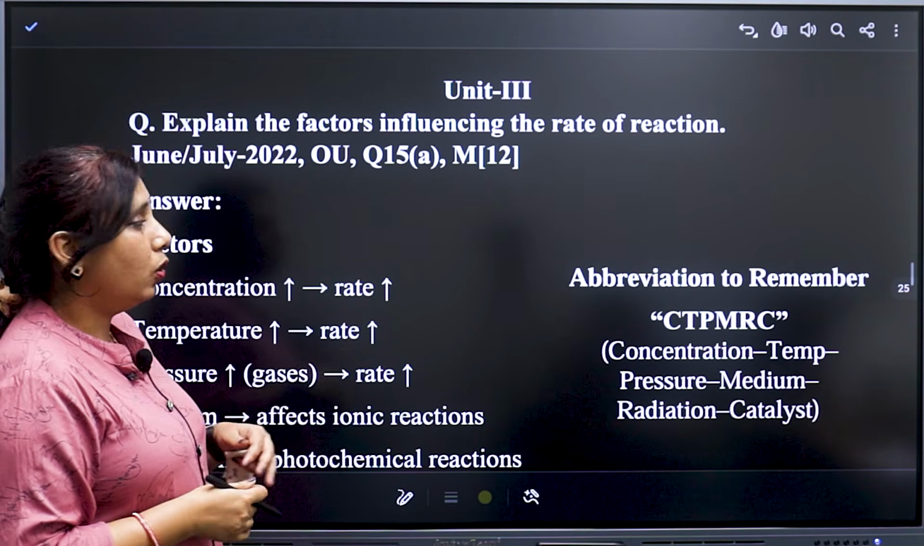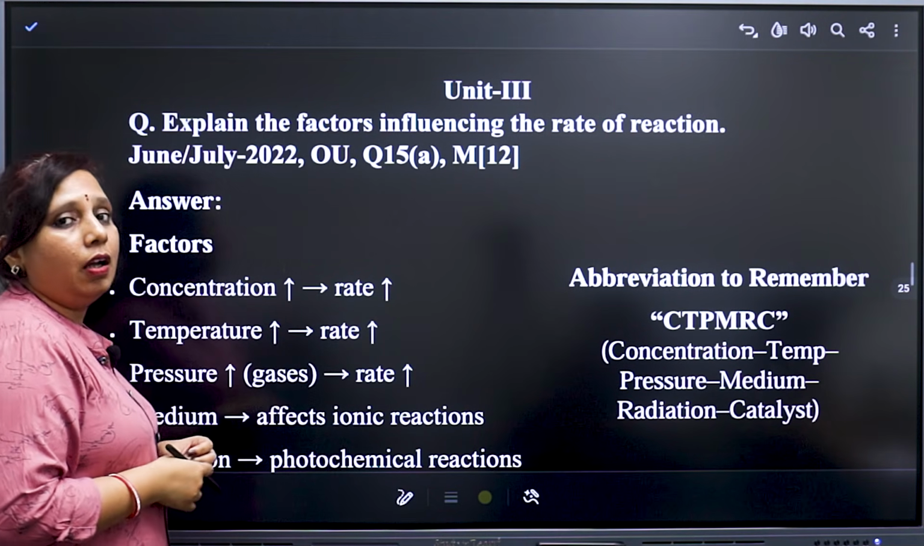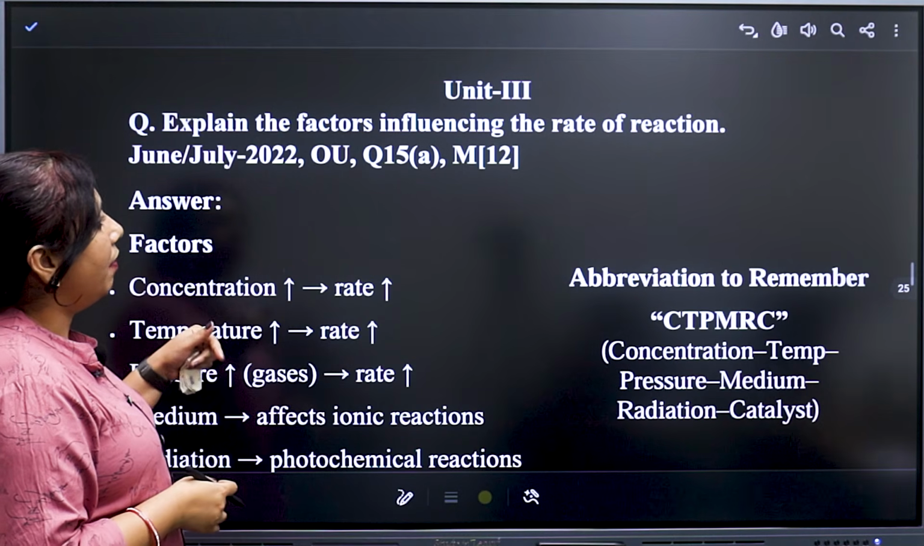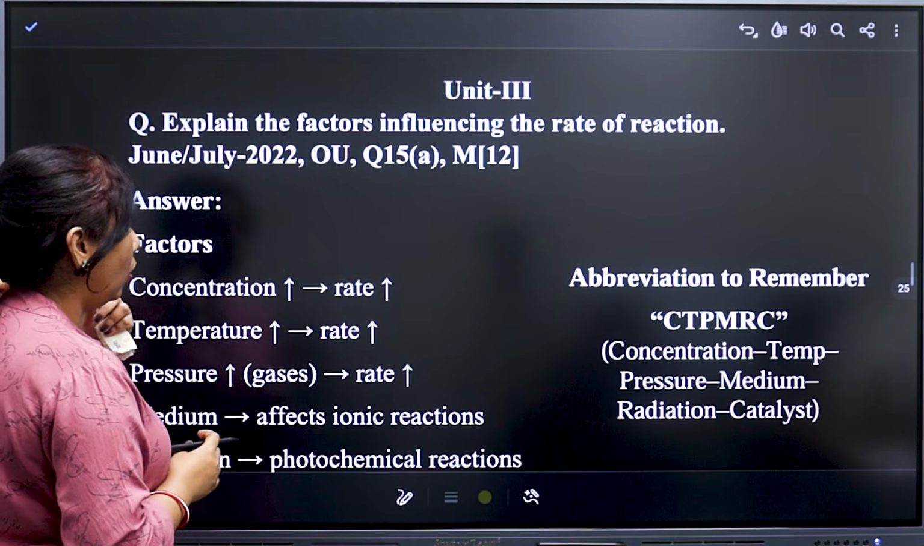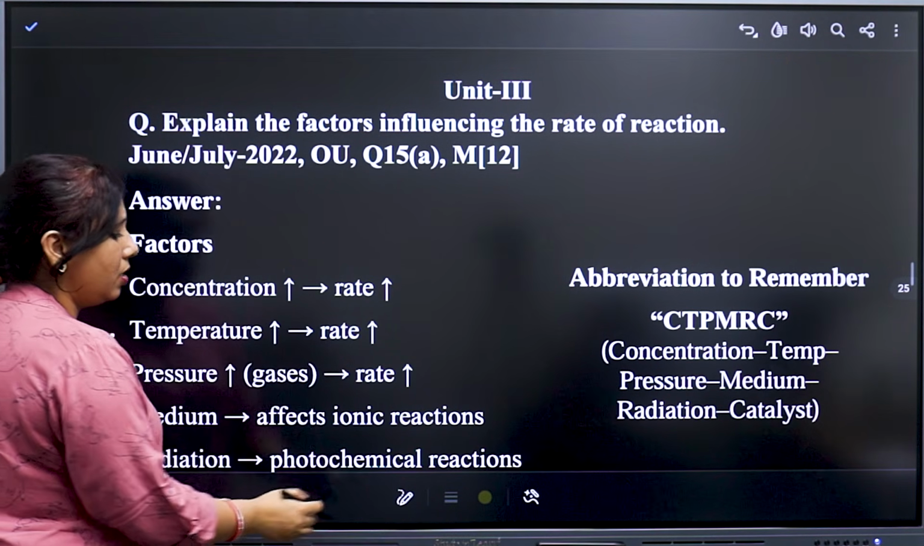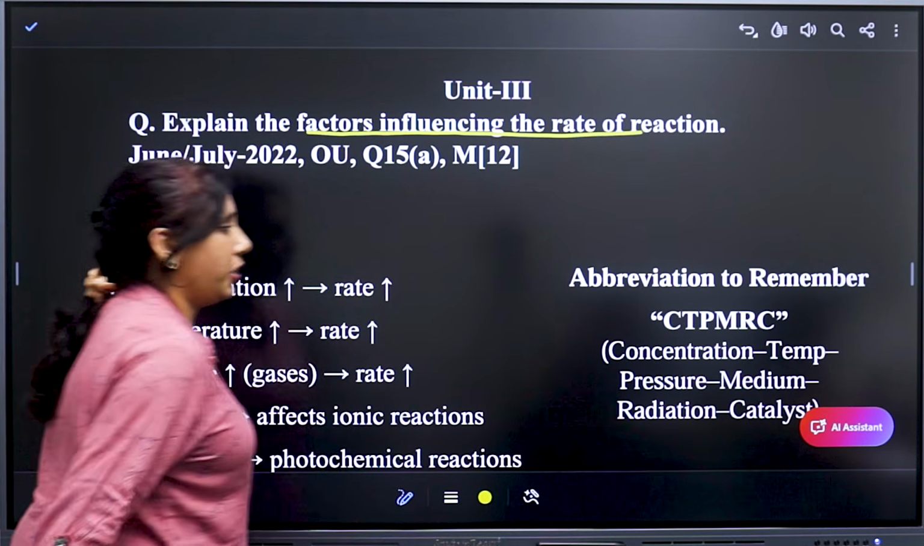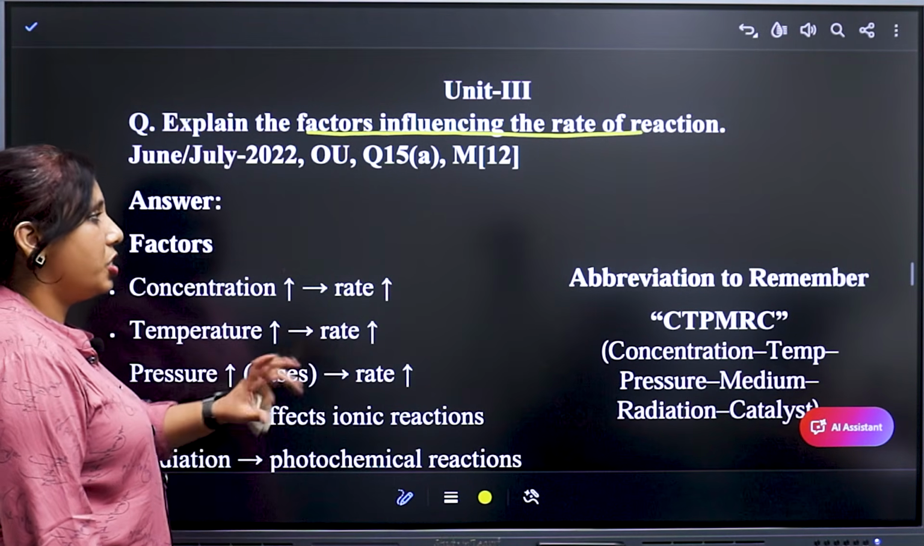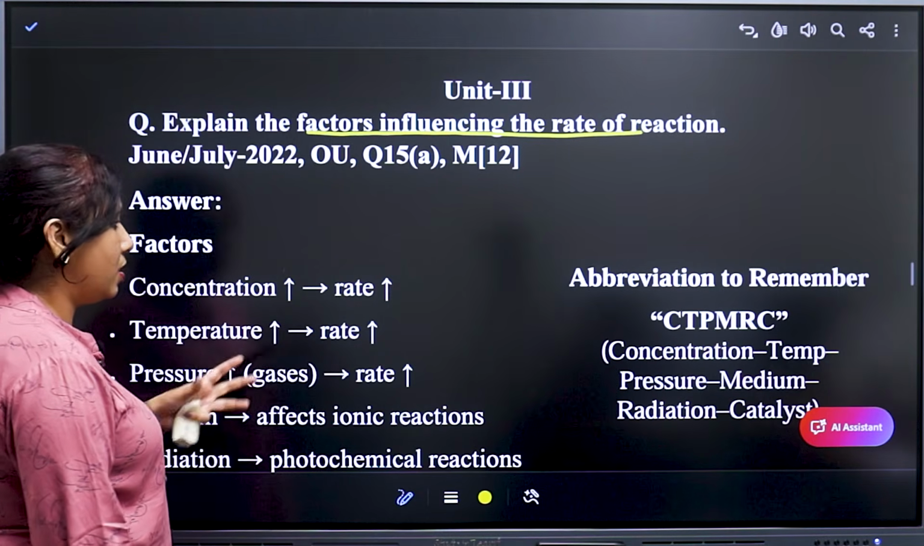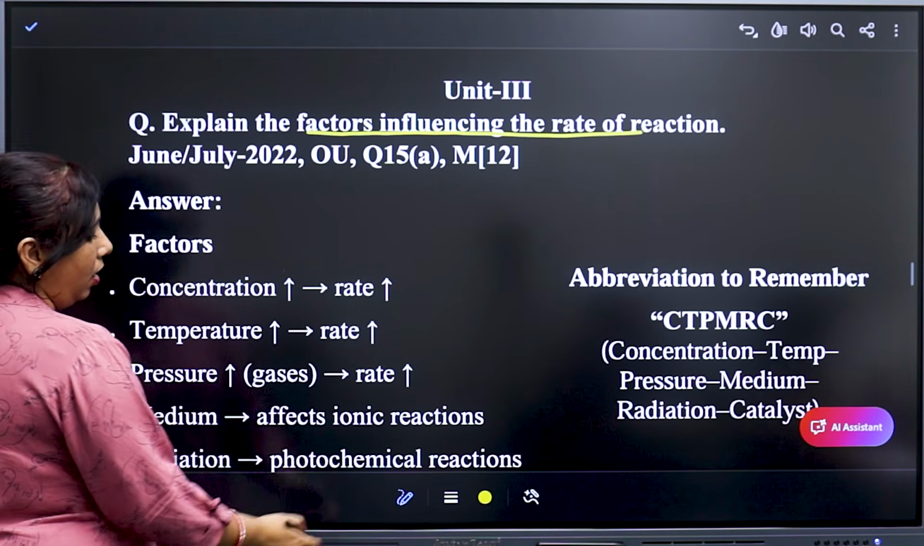Let us go to Unit 3, which is physical chemistry, in which we have chemical kinetics. So the most important question in this chapter is factors influencing rate of reaction, how rate of reaction is changed in the presence of different factors. Let us see them.